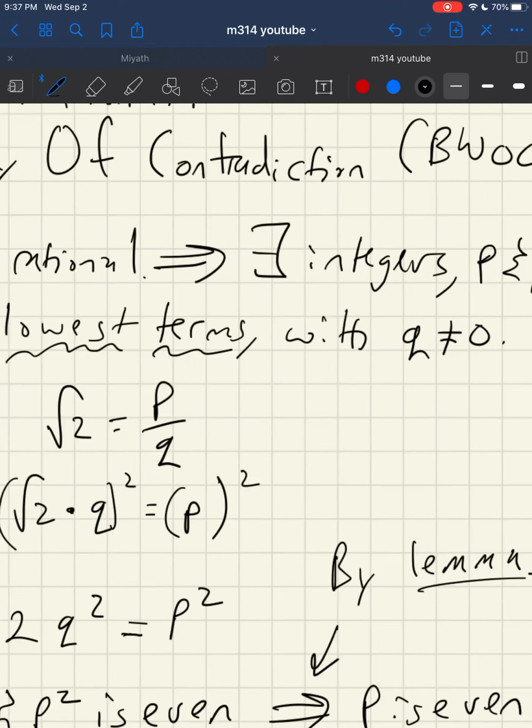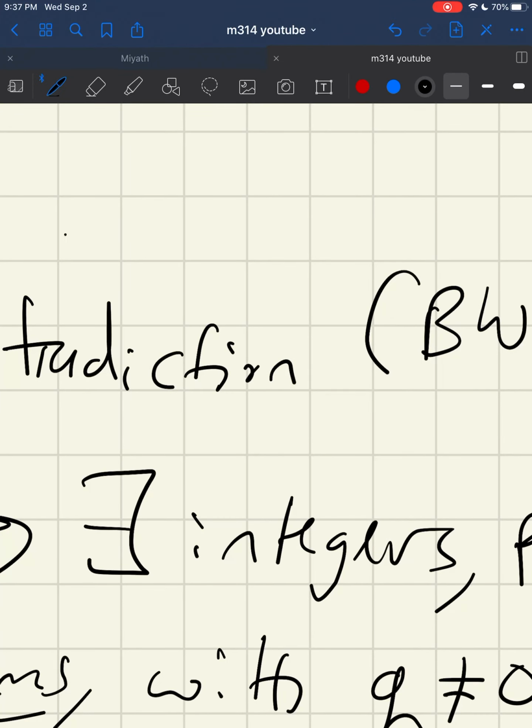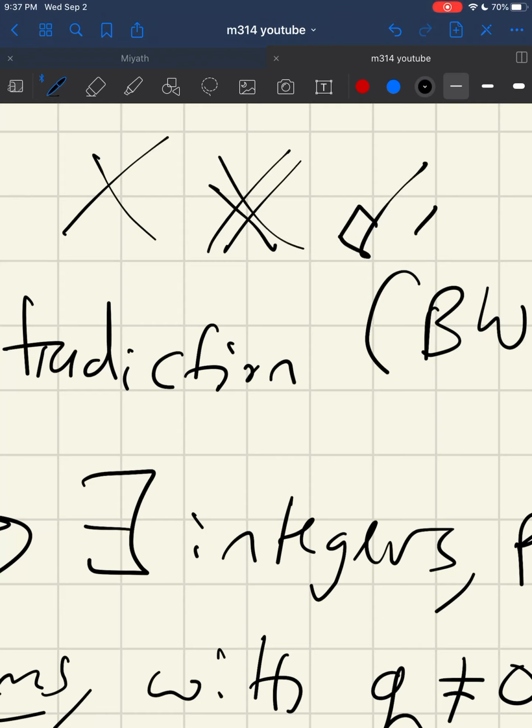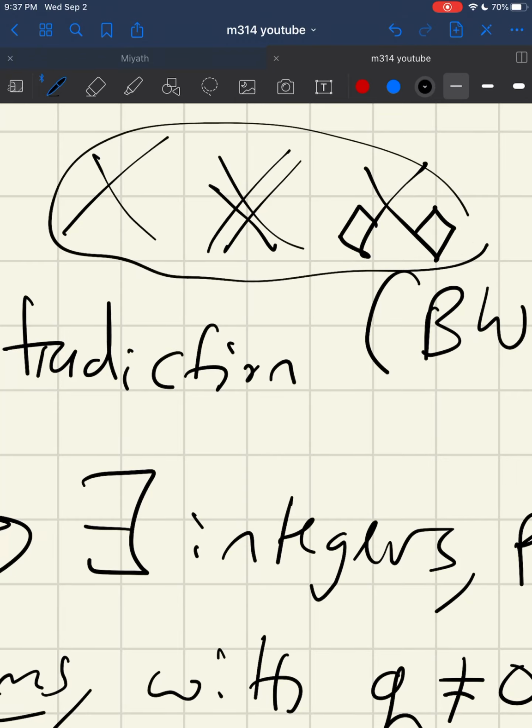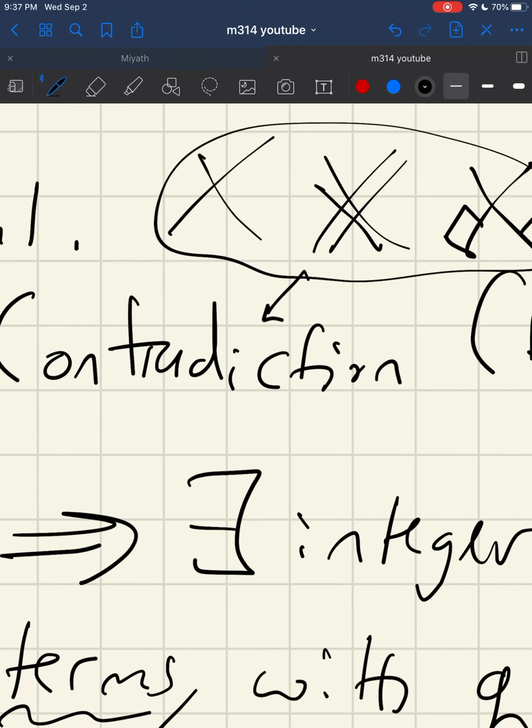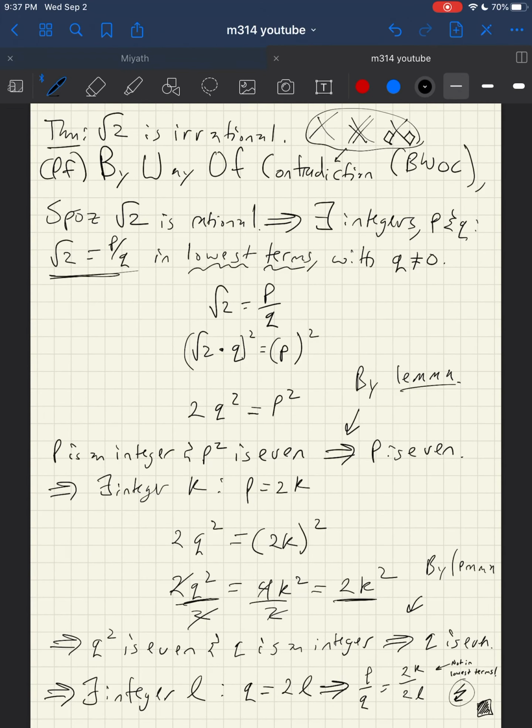There are other symbols for contradiction. Let's write some other symbols for contradiction. Sometimes you just see a big X. Sometimes you see a cross-hatched X. Sometimes you see crossed swords. These all mean contradiction. All of these mean this word here, contradiction. I like that one for contradiction.